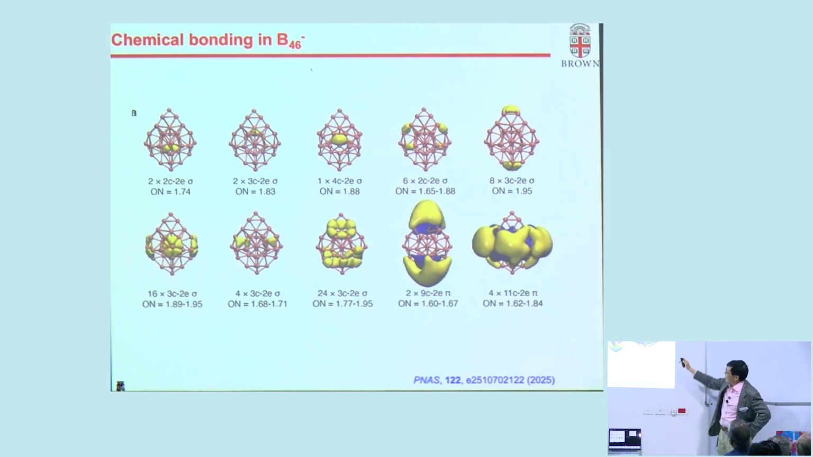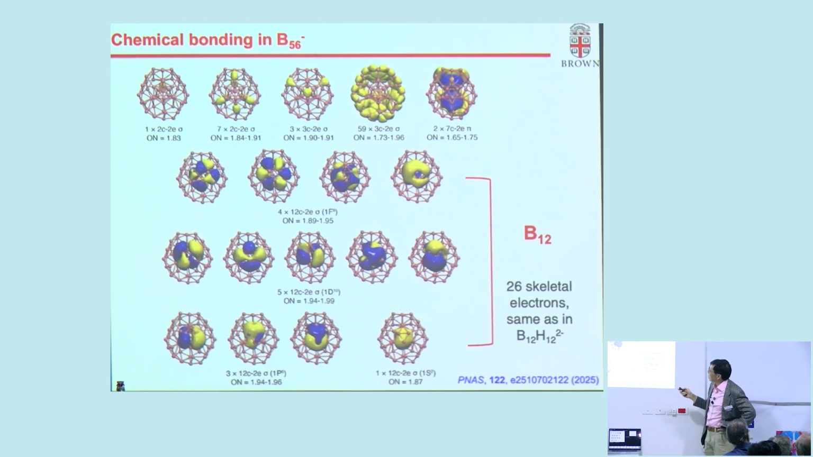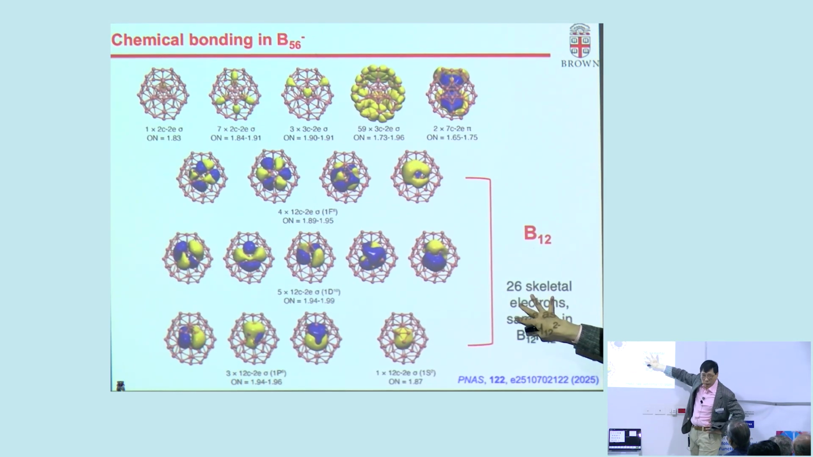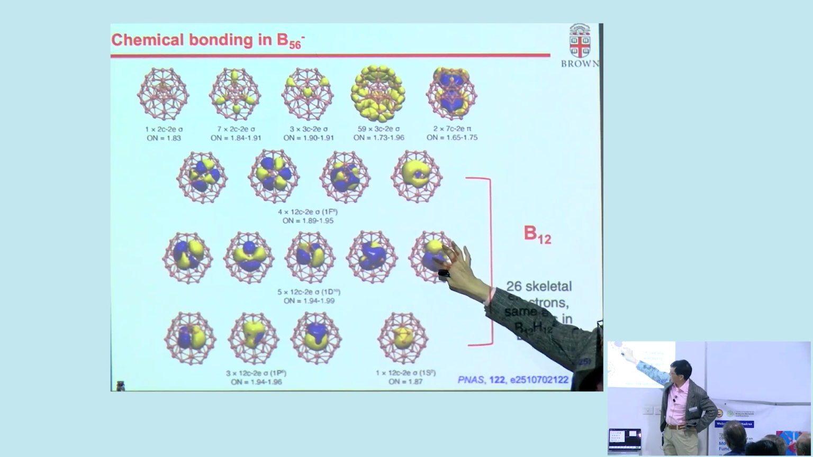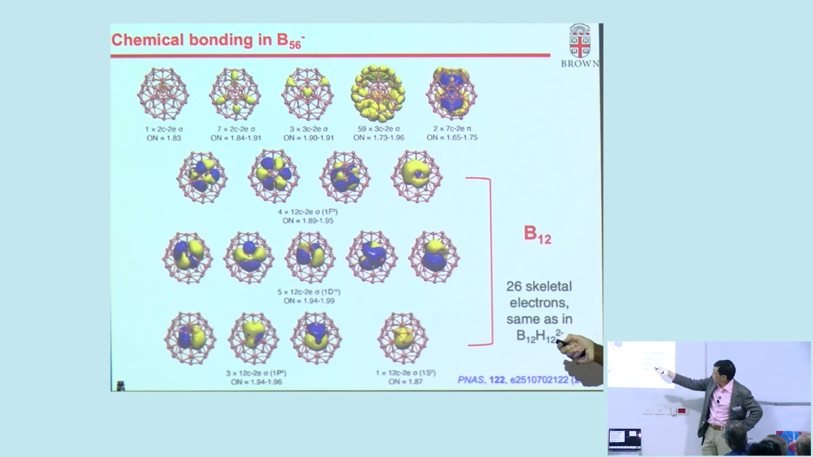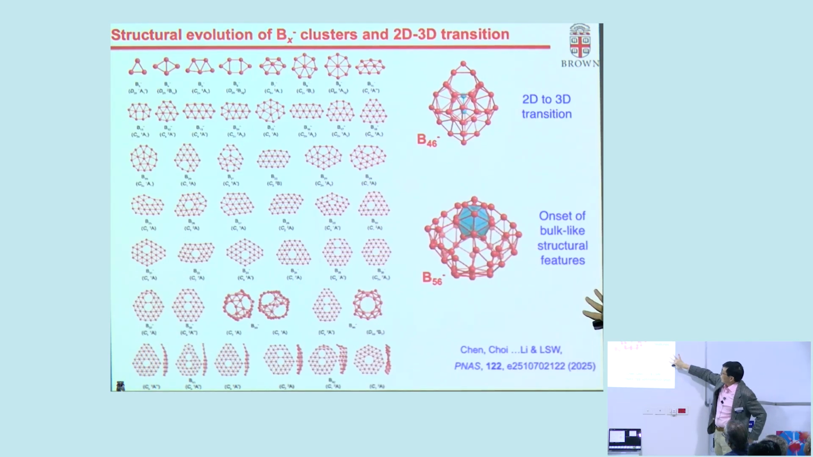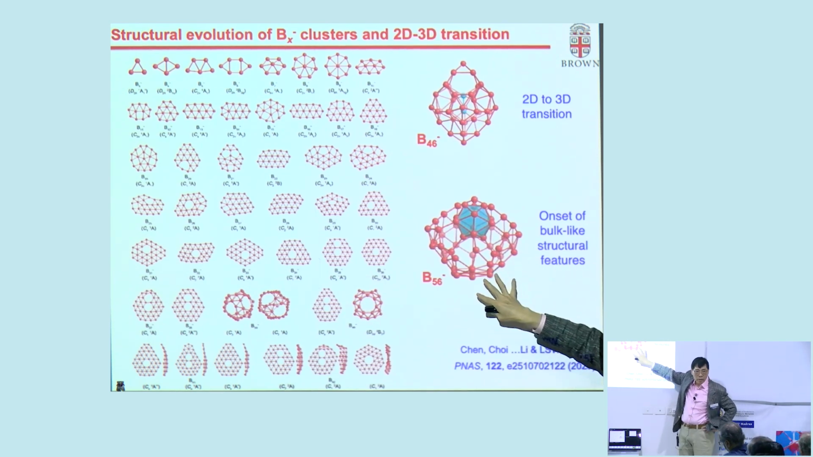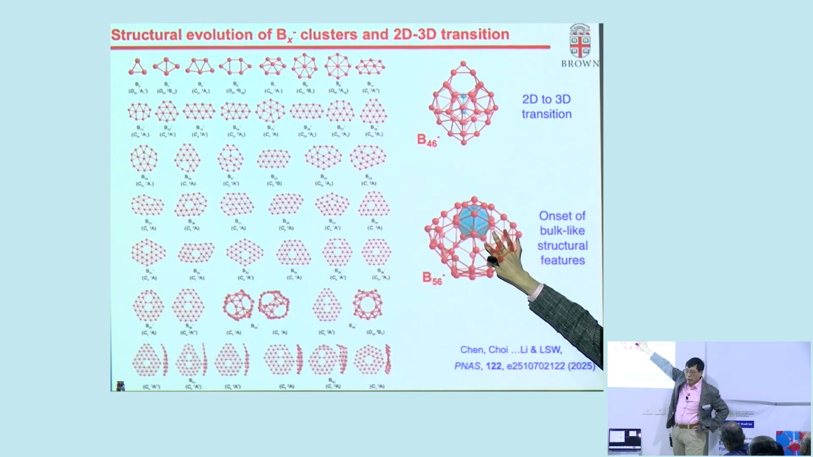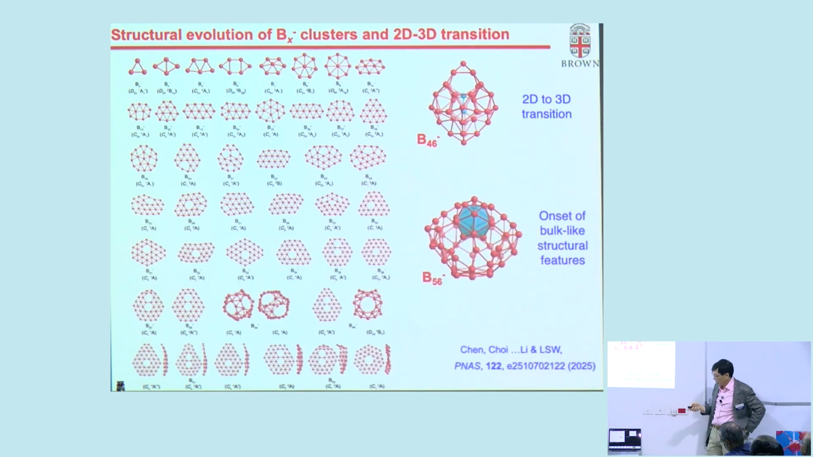We did the bonding analysis. So this is B46. The B56 is more interesting because indeed you find this B12 unit. So you have all this delocalized bonding of the B12 unit, then you have the bonding on the half shell. So basically, to conclude, we now have found the 2D to 3D transition. It's at 46, and B56 is likely the smallest cluster where the bulk-like structural feature appears.